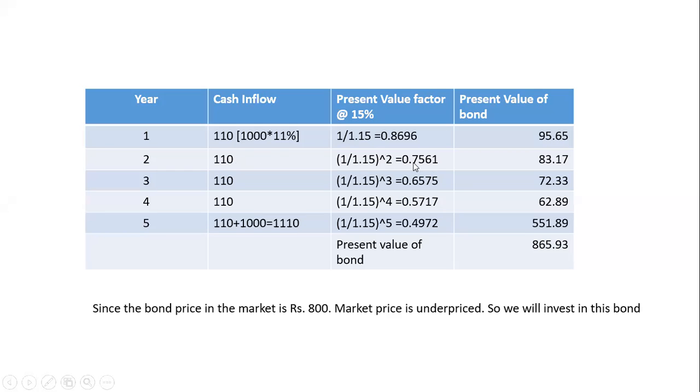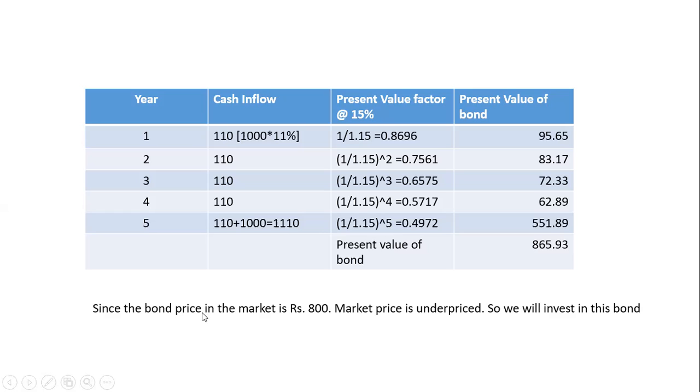110 multiplied by 0.7561, you will get 83.17. Similarly, you will do this for all these years, third, fourth, and fifth year. The last step is to aggregate the present value of all years. Total of all the years, 865.93.